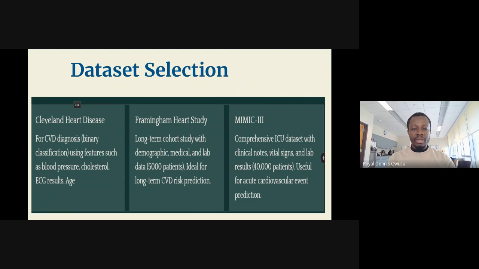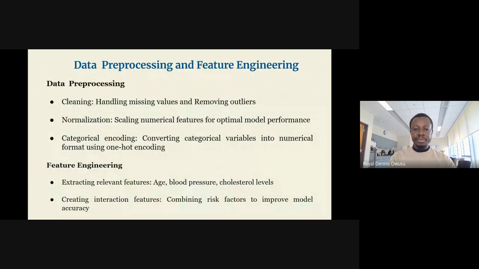Now, our sample data was from three sources, and that is the prevalent heart disease, the Framingham Heart Study, which is a long-term cohort study with demographic, medical, and lab data of about 5,000 patients, and the prevalent heart disease had about 303 patients. Then also we used the MIMIC-3, which has over 40,000 patients.